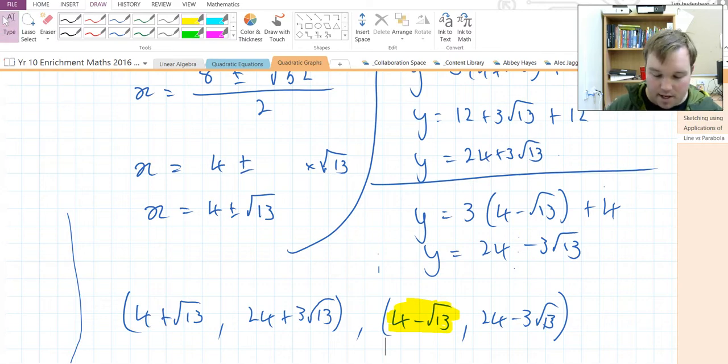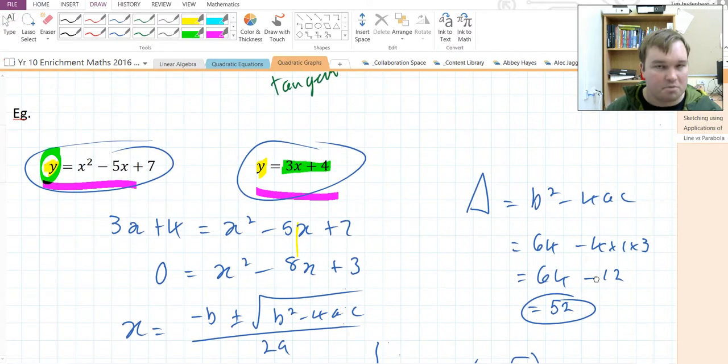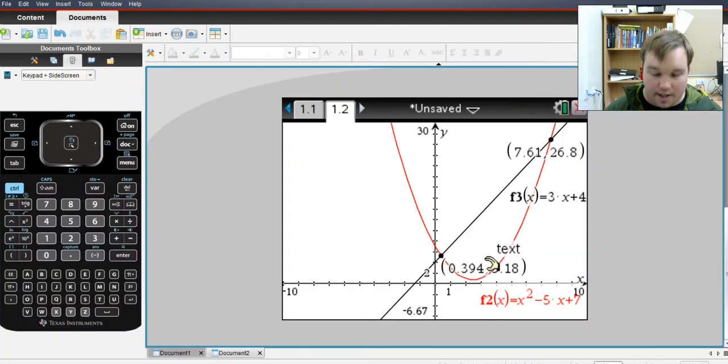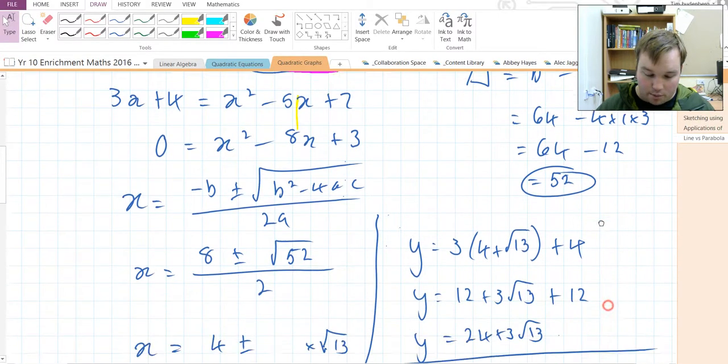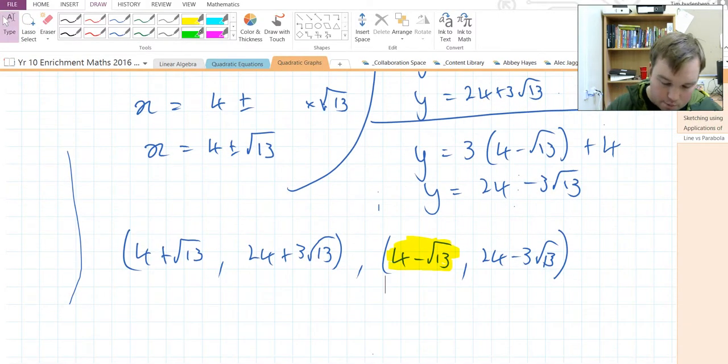Alright, so if the question asks you to find the roots to 2 decimal places, the intersections to 2 decimal places, calculator is a good way to go, because it gets you there to a couple of decimal places. However, if you're asked to find the exact points of intersection, when it says exact, it means in square root form. So it will be in the form we're seeing here.